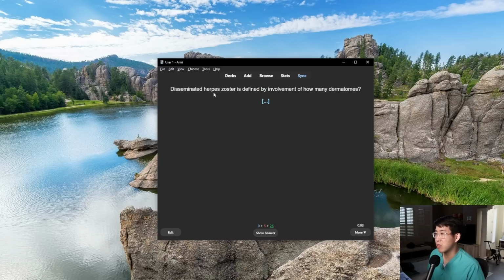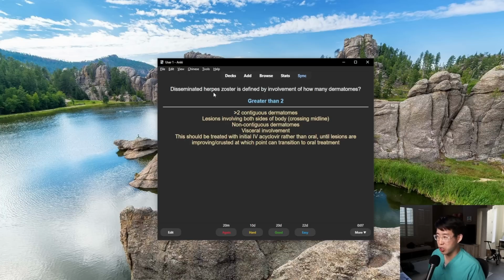Disseminated herpes zoster is defined by involvement of how many dermatomes? The answer to this is greater than 2. So actually, if they just have 2, that's not technically considered disseminated herpes zoster, but if it's greater than 2, or if it's crossing the midline, or if there's 2 non-contiguous dermatomes, then that's consistent with disseminated herpes.